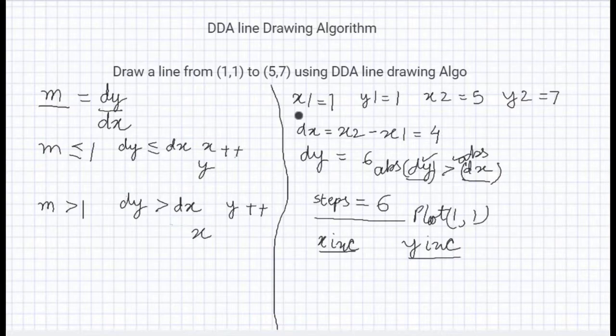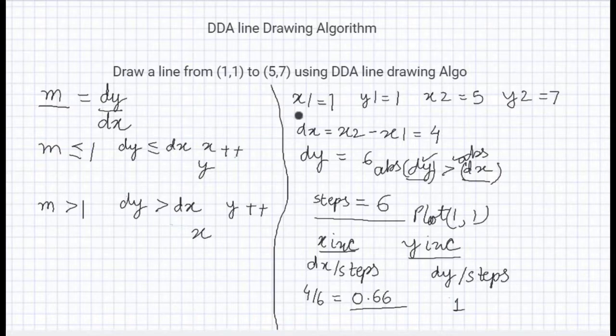X increment is given as dx upon steps, and y increment is given as dy upon steps. So the value of x increment is dx upon steps, that is 4 upon 6, which is actually, if we take it as 0.66, and then y increment is 6 upon 6, that is 1. So in our case, in this question, y will be incremented by 1 each time and x will be incremented by 0.66 each time.